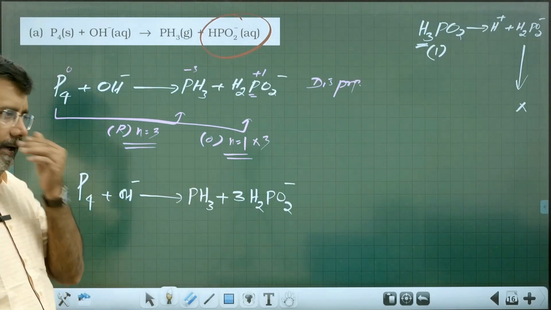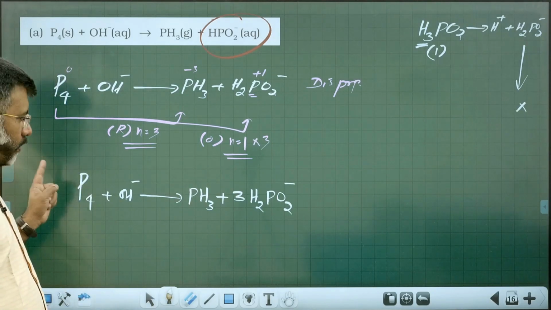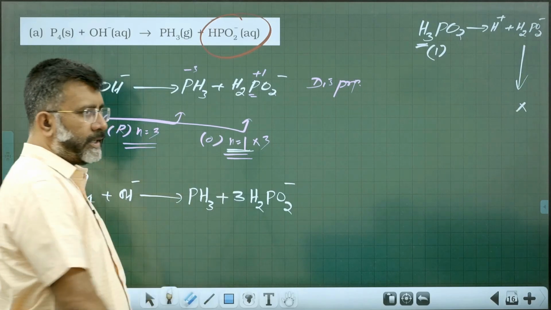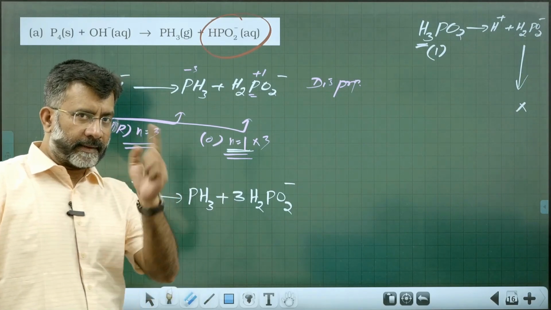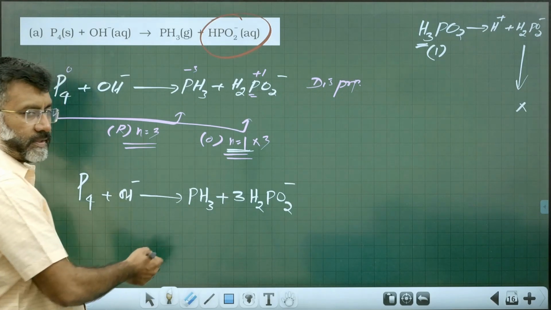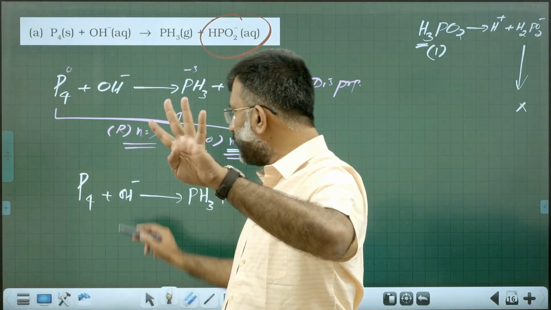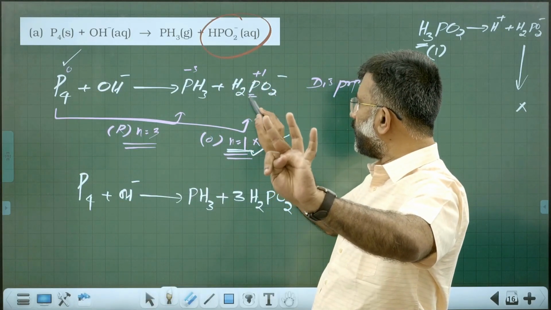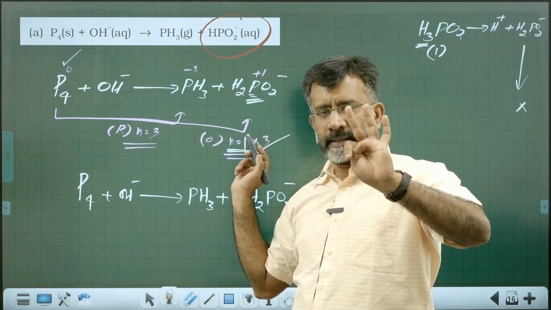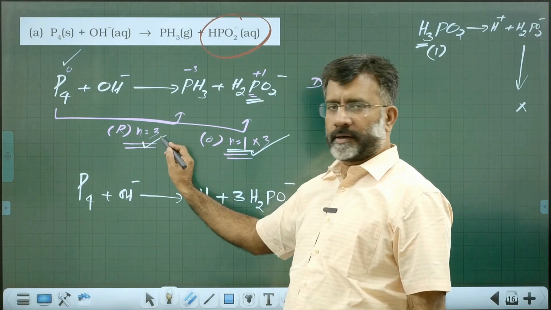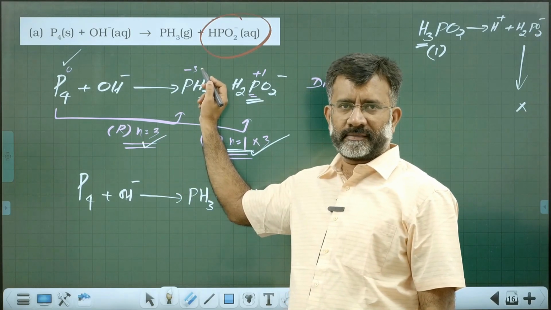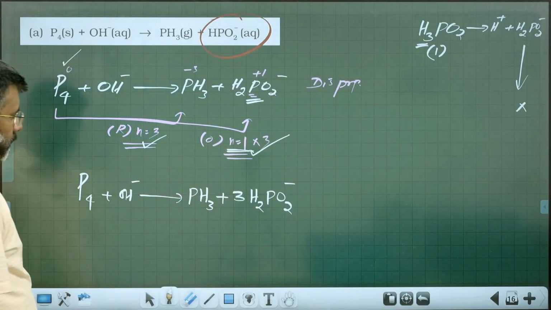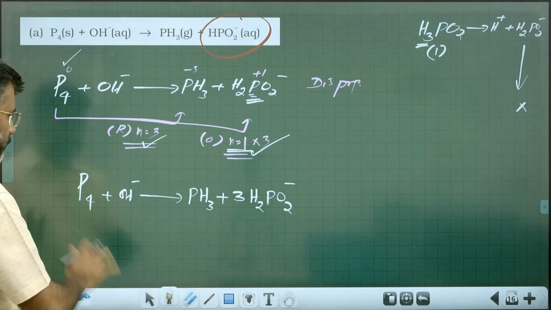Now you understand there are 4 phosphorus. Out of the 4 phosphorus, 3 phosphorus undergo oxidation, losing 1 electron each and becoming +1. So total 3 electrons, and those 3 electrons are gained by the next phosphorus, which becomes P3 minus, phosphine. Right? Like that you can understand. So now the n factor is balanced, phosphorus is balanced.